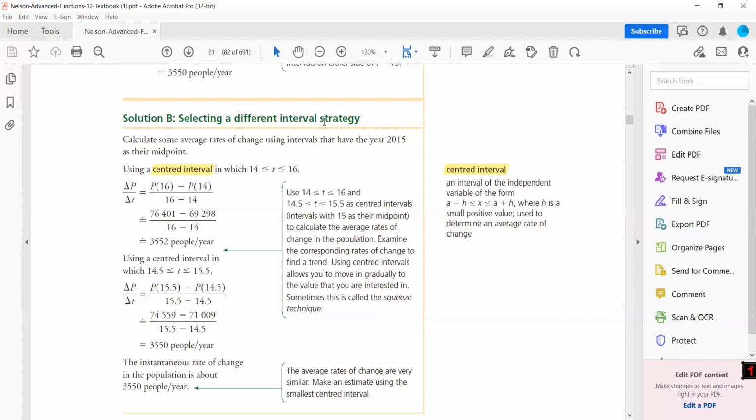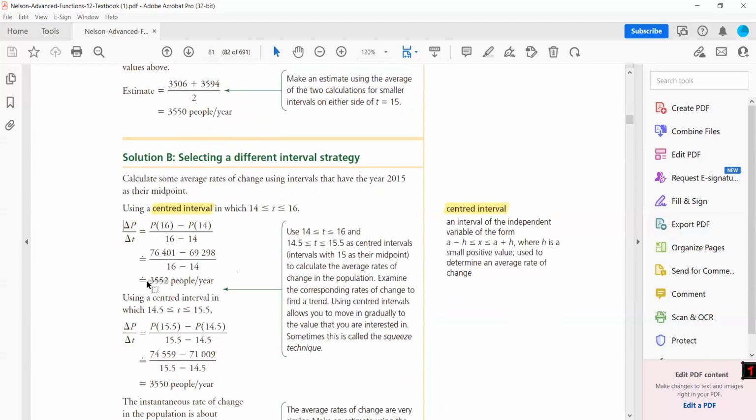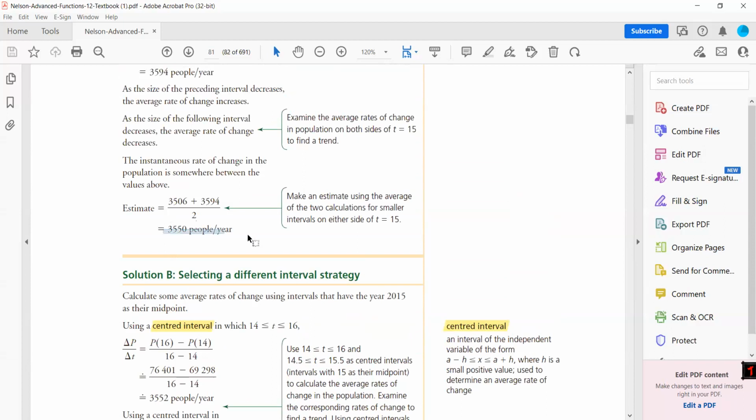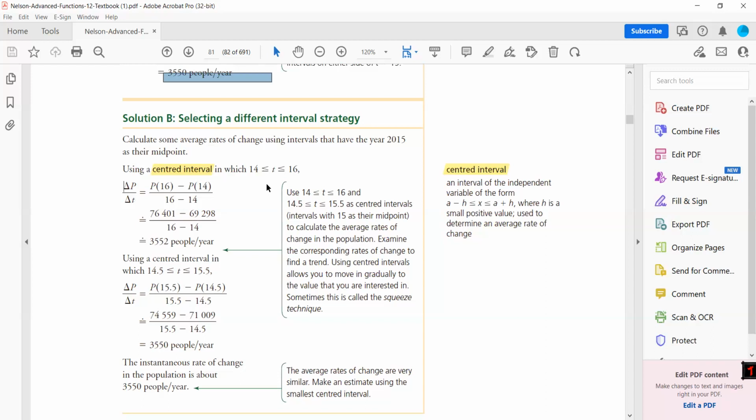Solution B, selecting a different interval strategy. Calculate some average rates of change using intervals that have the year 2015 as their midpoint. Centered interval, where t is 15, greater than 14 and less than 16. Again, we evaluate the average rate of change. And you can see that this value is pretty close to the one we evaluated in the previous example. But this is when we use the step of 1 year.